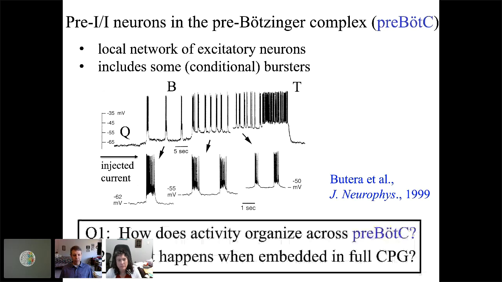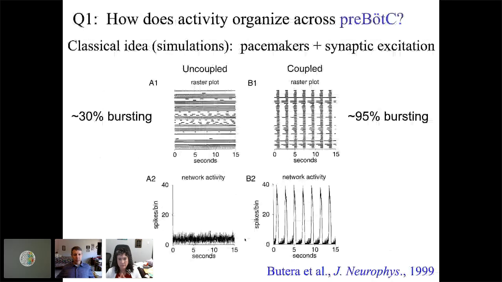And so again, the overview of my talk is I'm going to talk first about some recent ideas about how the activity organizes across the pre-Bötzinger complex, despite this heterogeneity in underlying intrinsic dynamics. And then I'm going to turn to the larger rhythm generating network and talk about what happens when you take this kernel that's already rhythmic in its own right and embed it in the more complete CPG network. All right, so part one.